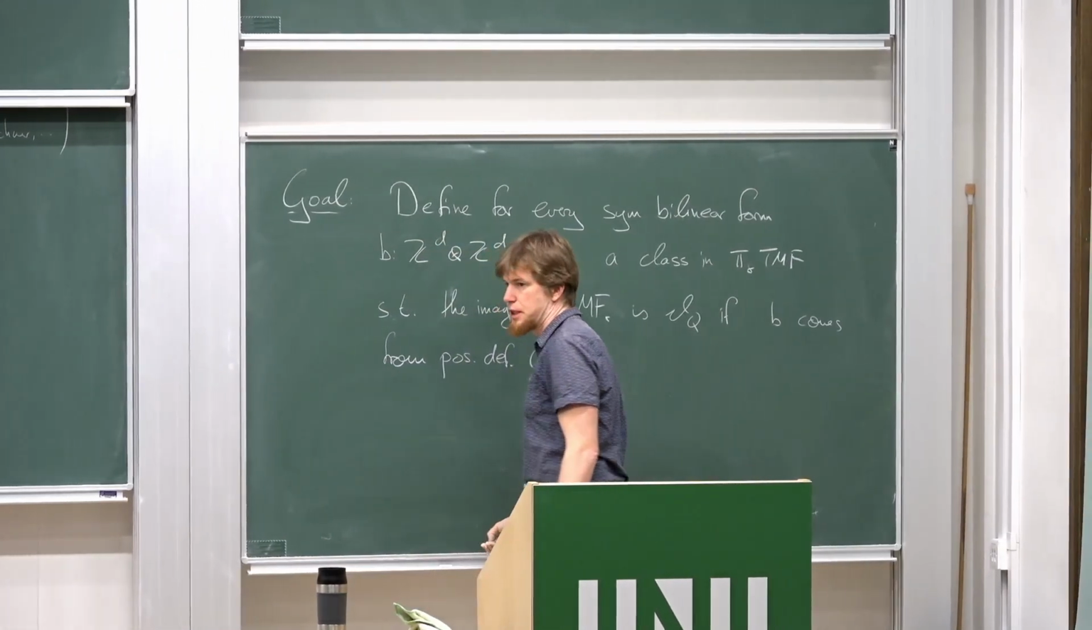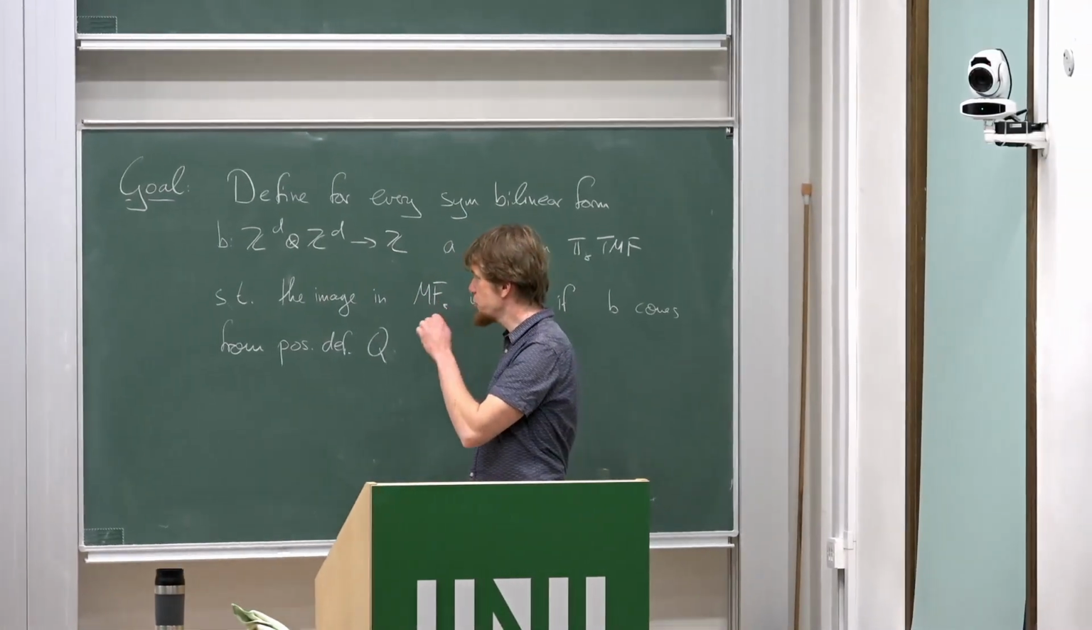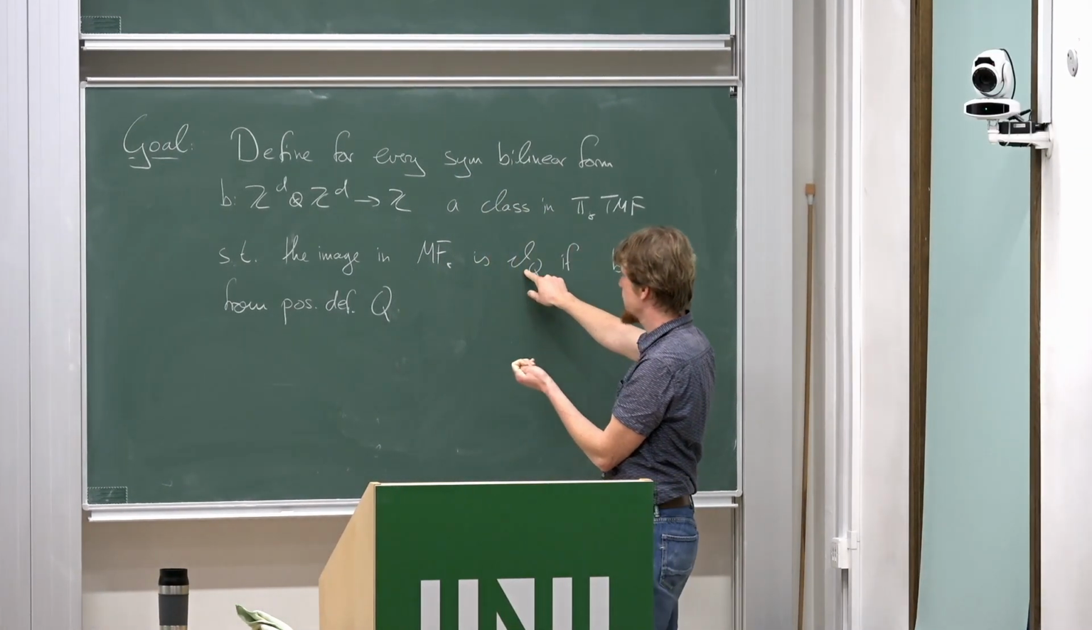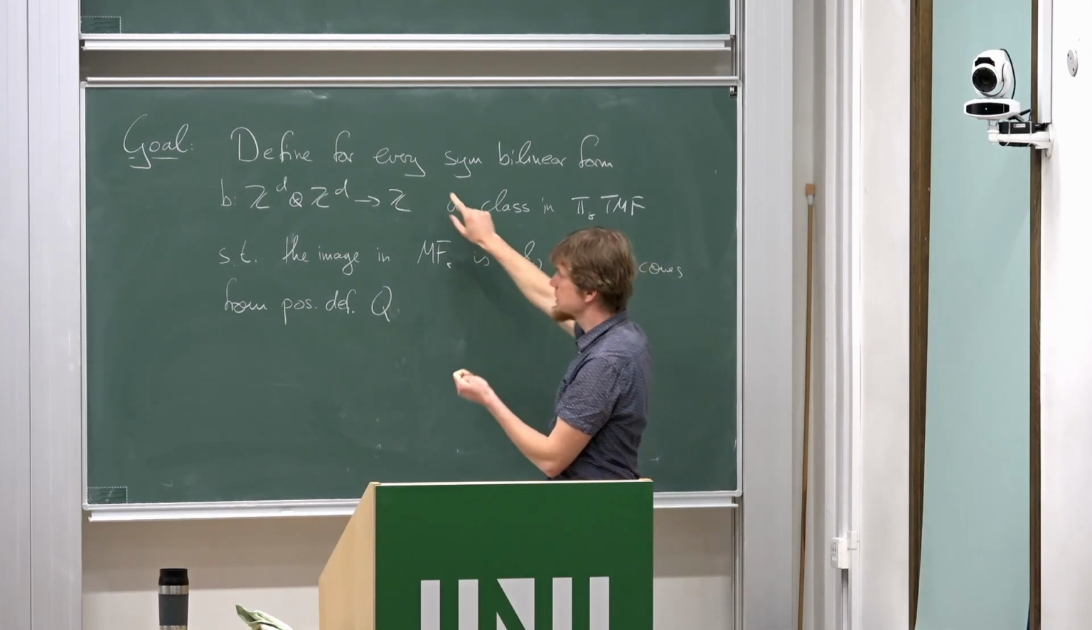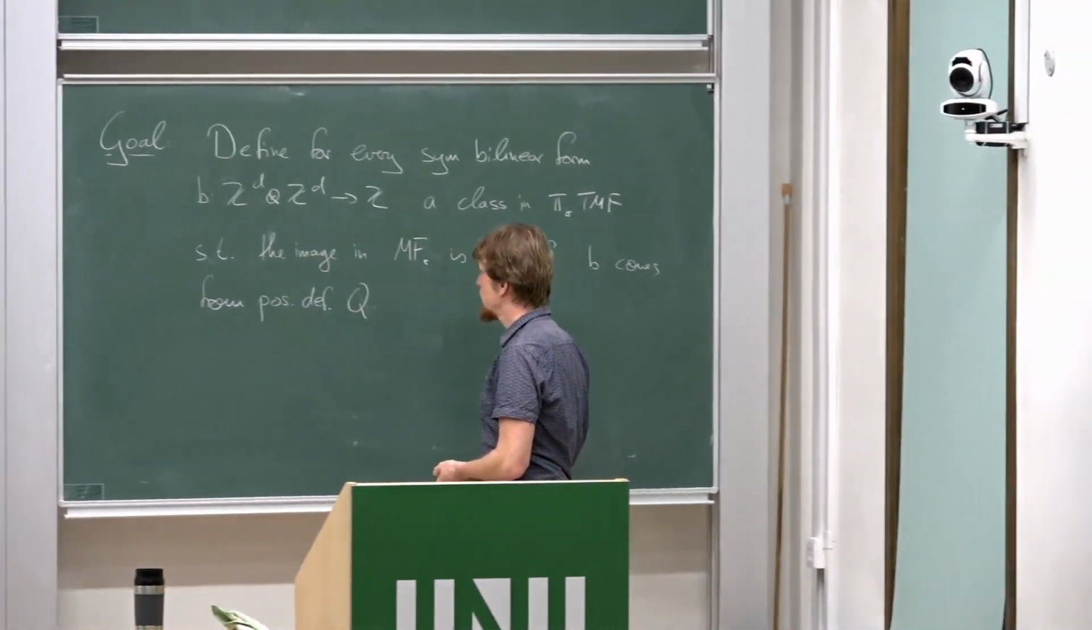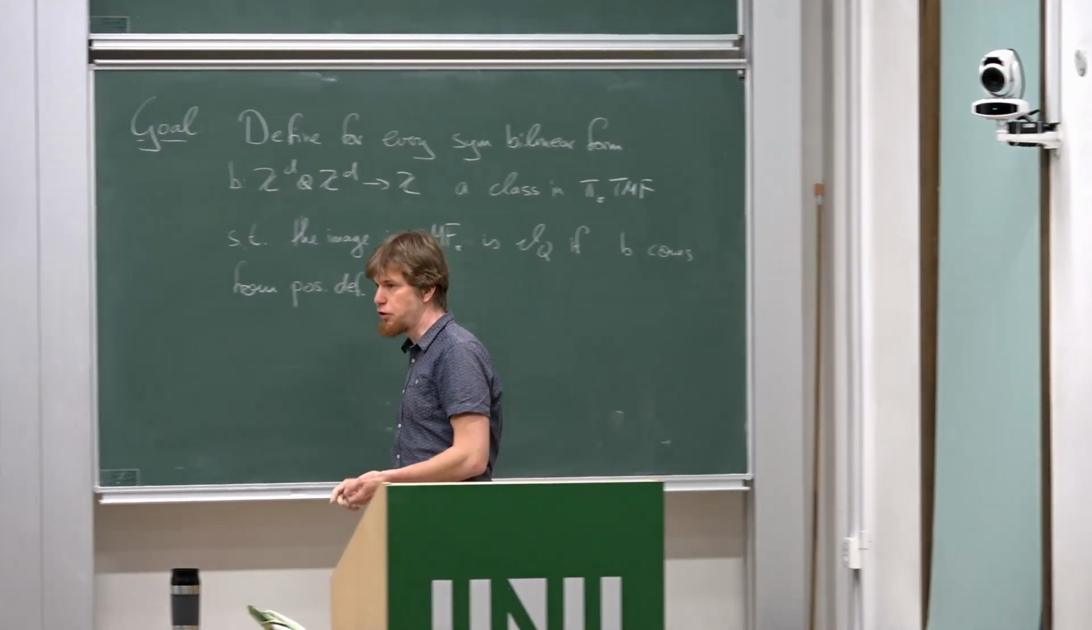So to appreciate this, I must say there are kind of 2 generalizations happening here. First of all, I said B doesn't need to be positive definite anymore. It can be more general. And second of all, it doesn't necessarily have to come from a quadratic form.